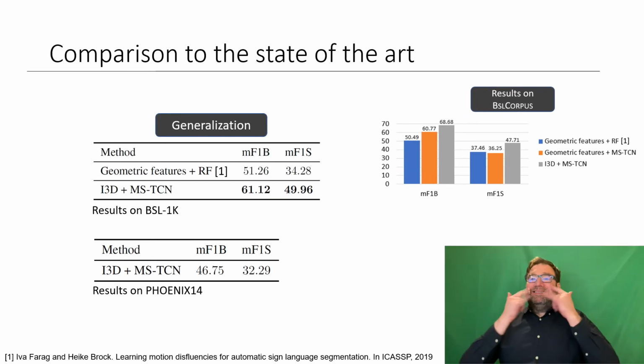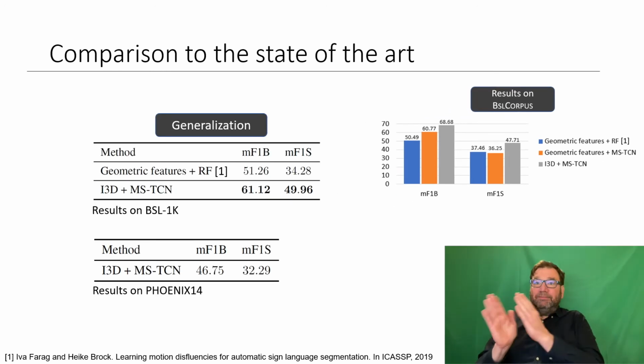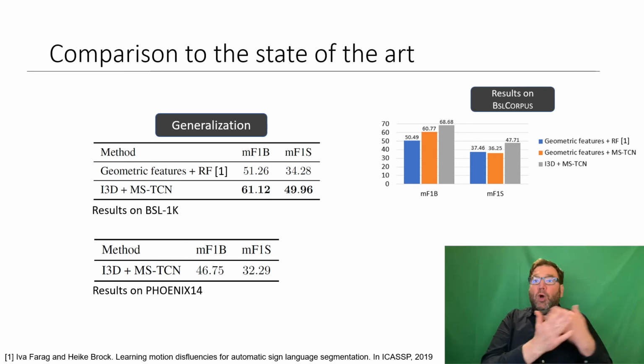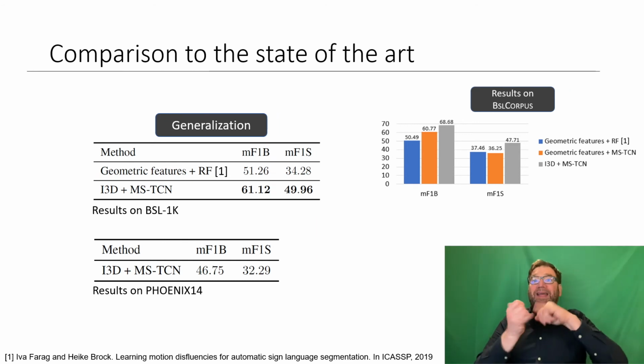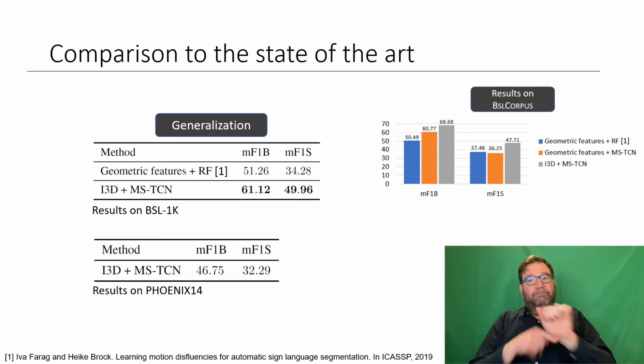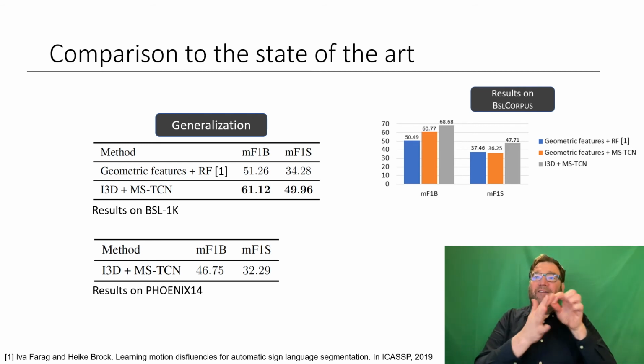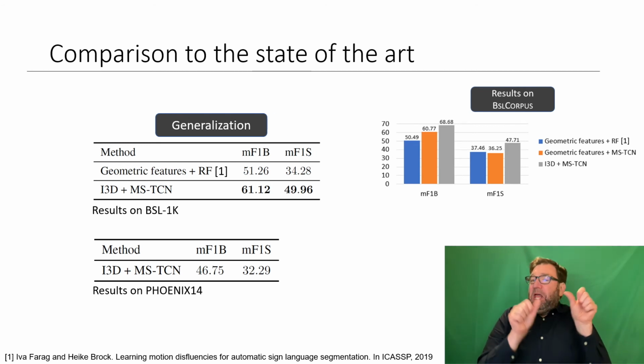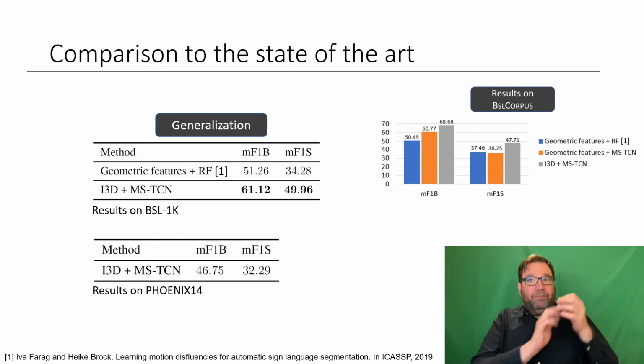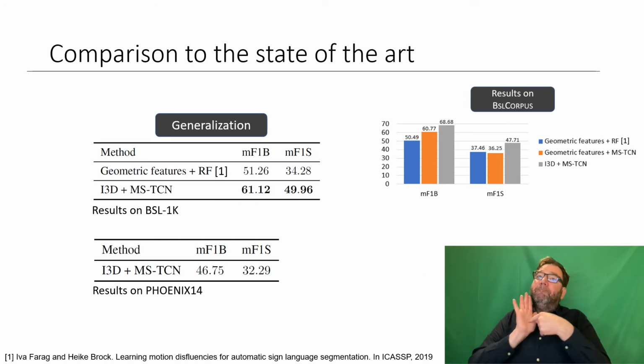To test the generalization ability, we use the same model on the two other datasets. First, on BSL1K, where we can see that we are also able to outperform the state-of-the-art. And second, on the German Sign Language dataset Phoenix 14, where we can see a limited but reasonable performance. This result indicates that the model has learned some common visual cues between the languages.